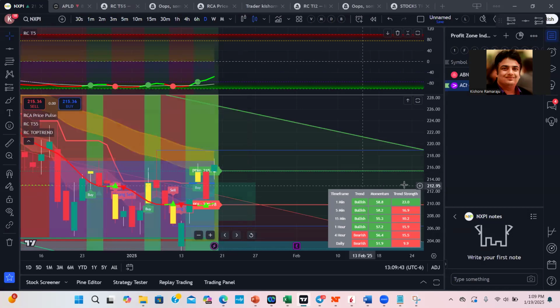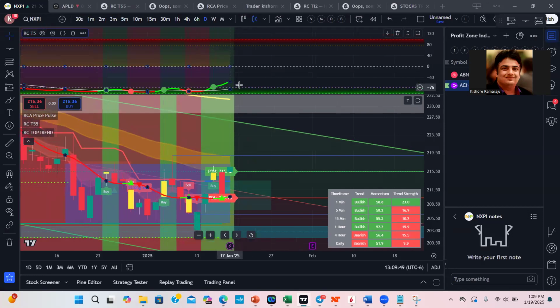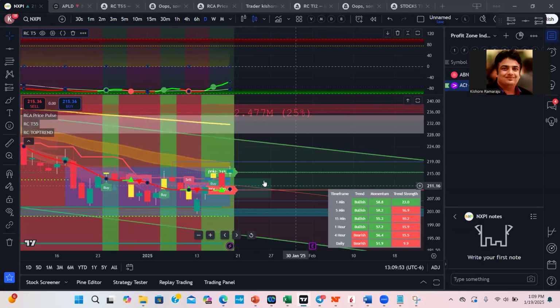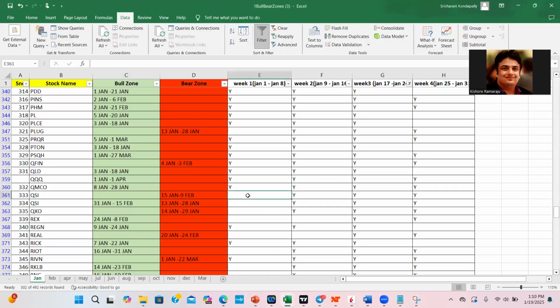NXPA is looking good. It came all the way to the bottom. It started moving up. Tomorrow, if it breaks this, it may go all the way to $236. So now let us go and see what our scanner is telling. Control F.